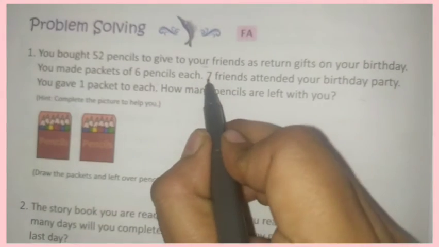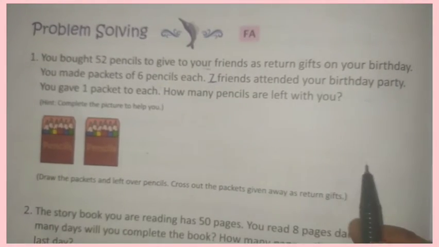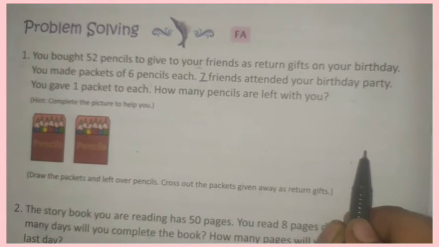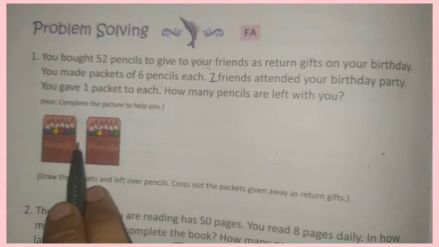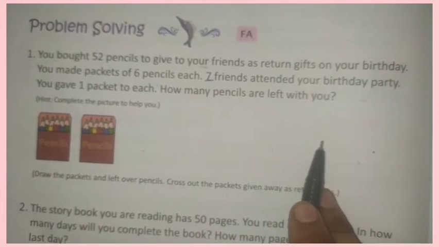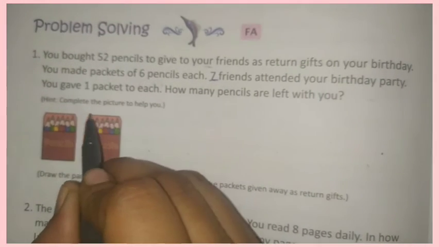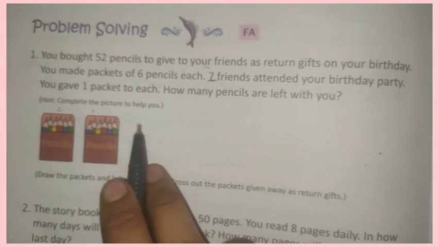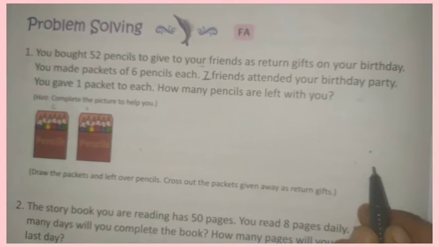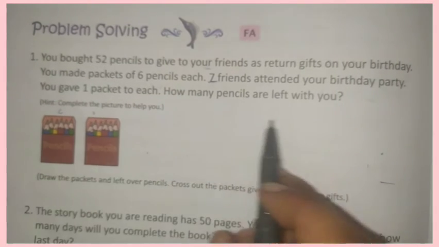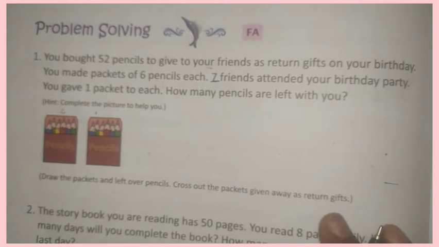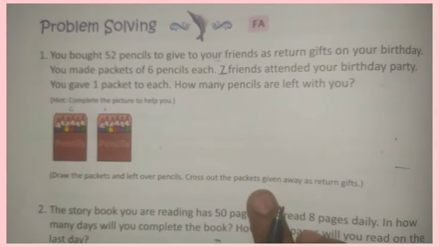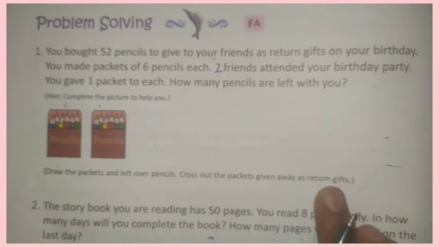Okay, 7 friends are there, so you have to draw 7 packets and leftover pencils draw here. Okay, draw 7 packets, 1, 2, again remaining 5 packets draw. In that you have to draw 6 pencils, each has 6. Okay, count the total and how many pencils are left you have to write here. Okay, after counting you have to get 52 pencils. Okay, draw the packets and leftover pencils, cross out the packets given away as return gift.